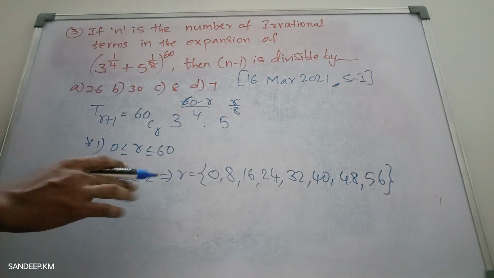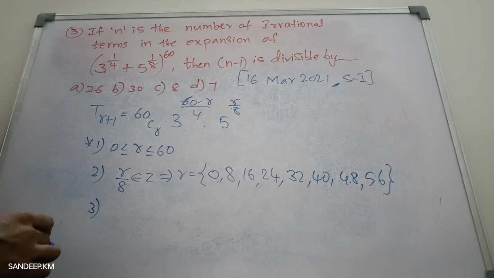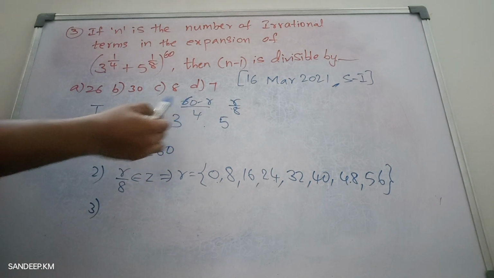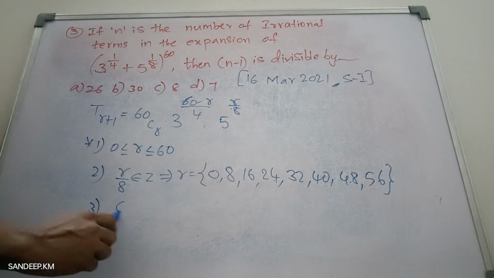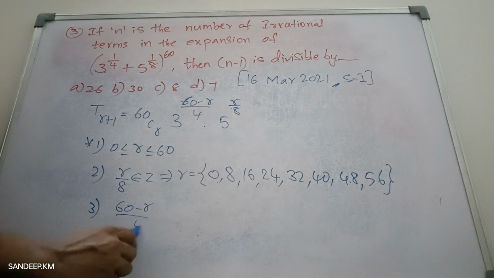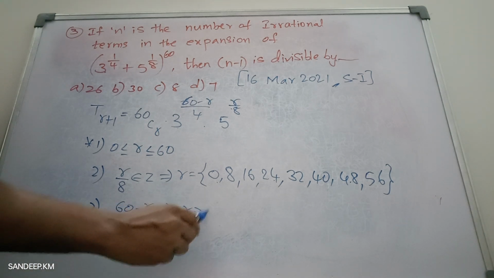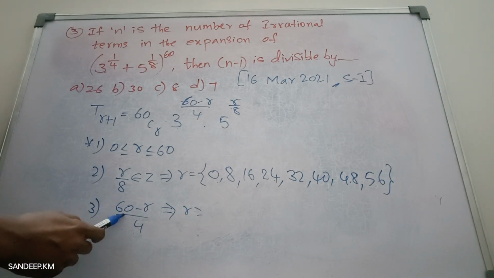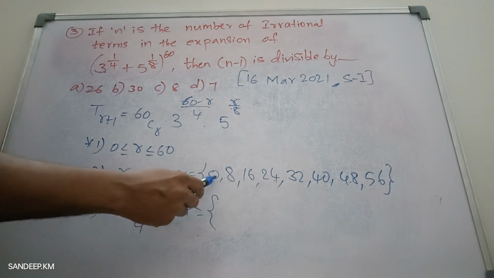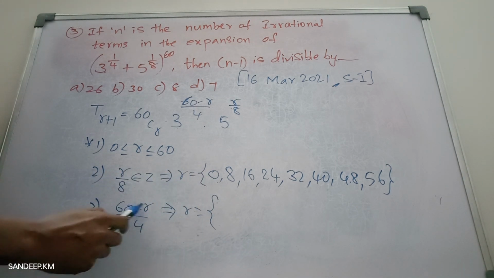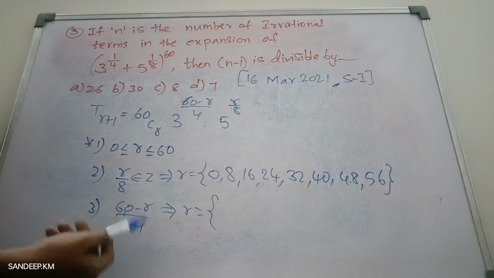Okay. It is not over. We have to find the third condition also. What is it? The power of 3 also must be an integer. The power of 3 is (60 minus R) by 4. Even this must be an integer. Let us see what values of R make this an integer. If you take R as 0, substitute: 60 minus 0 is divisible by 4. 60 by 4 is 15.